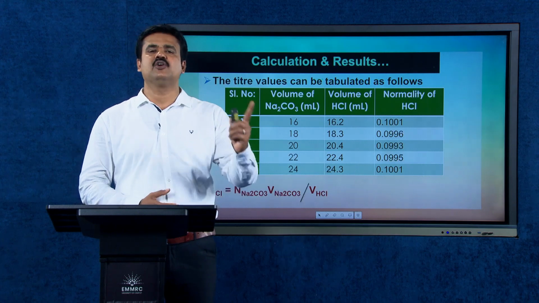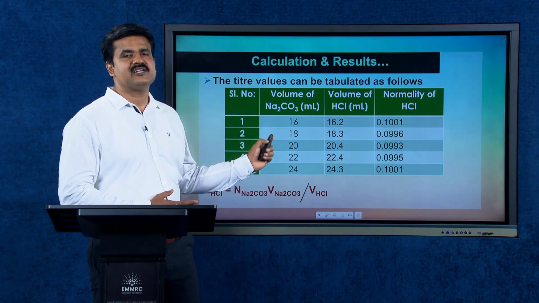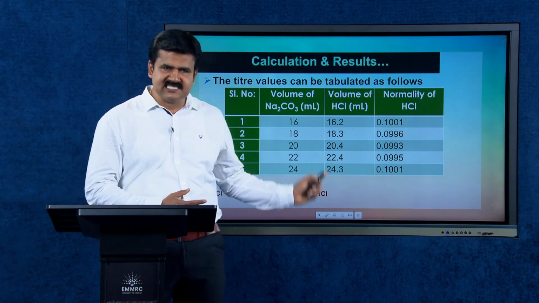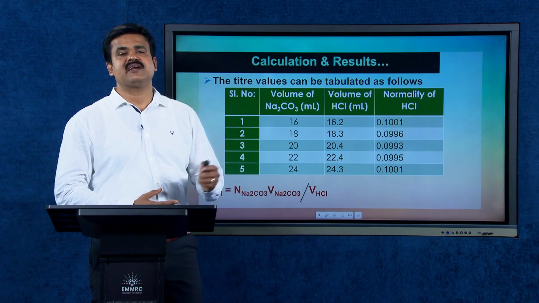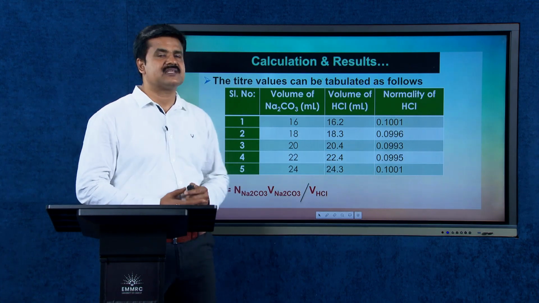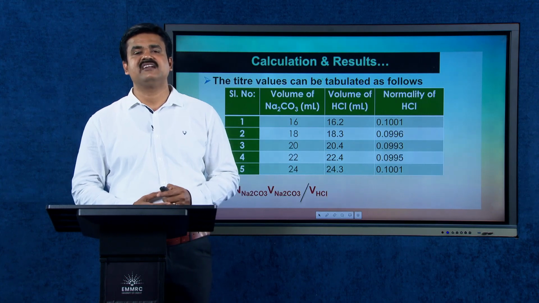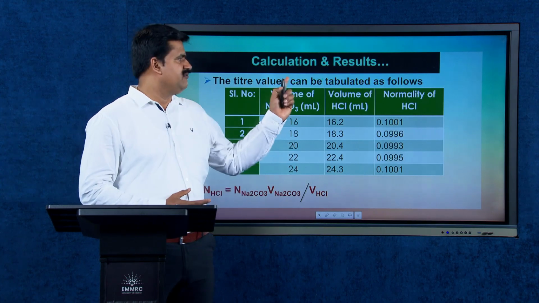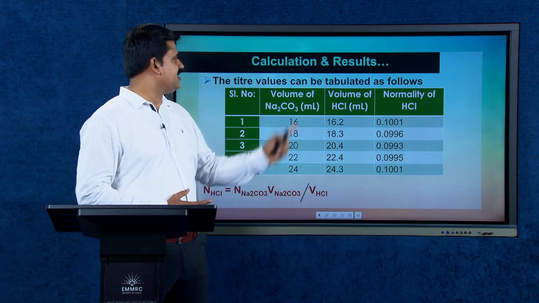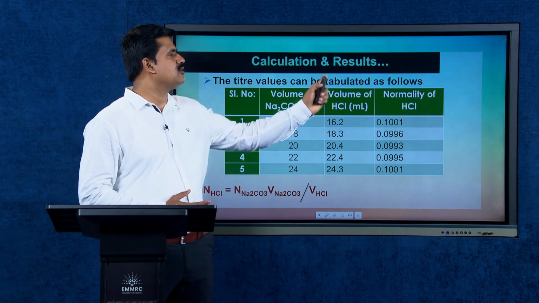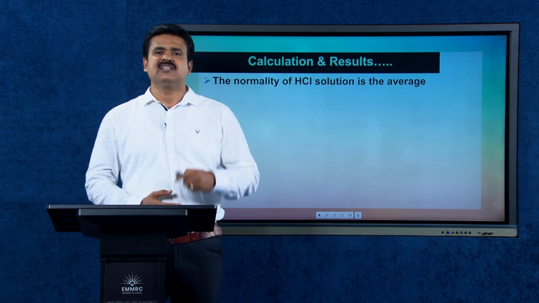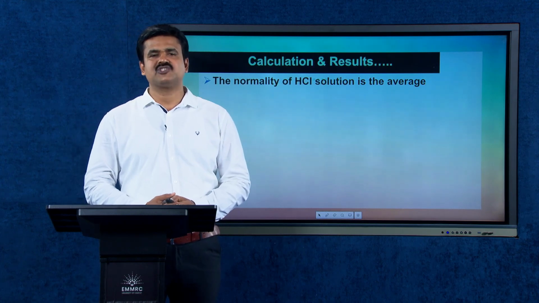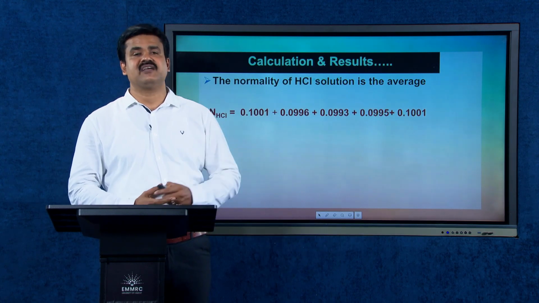It is also possible to calculate the normality, and normality is calculated and tabulated in the last column. Normality of HCl is calculated by using this expression: N HCl equals N Na2CO3 multiplied by V Na2CO3, and the quantity should be divided by V HCl. So, we got titer values, we got volume of sodium carbonate, and we got normality in 5 different cases. And the normality of HCl solution is the average of all these 5 values.